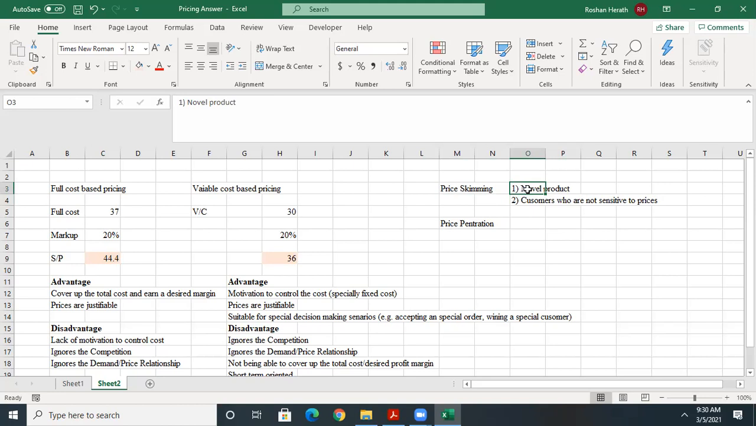So in the price skimming, what happens is that you are setting an initially very high price. Initially, you are going to charge a very high price. But it is still found attractive by the market because the product is very novel and also the customers are not sensitive to the prices. For example, the classic example is the Apple iPhone.